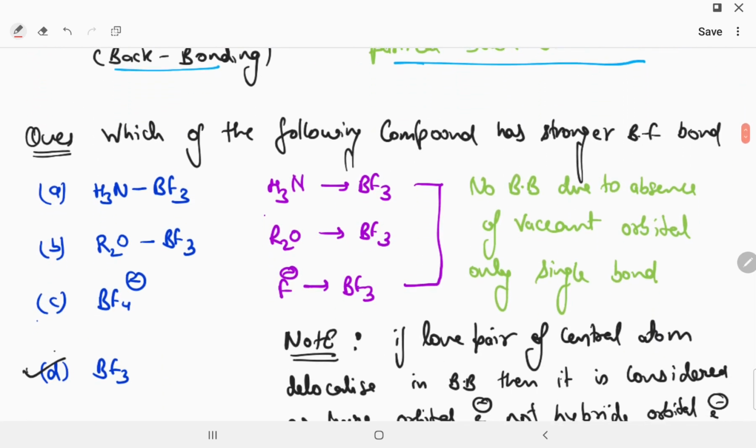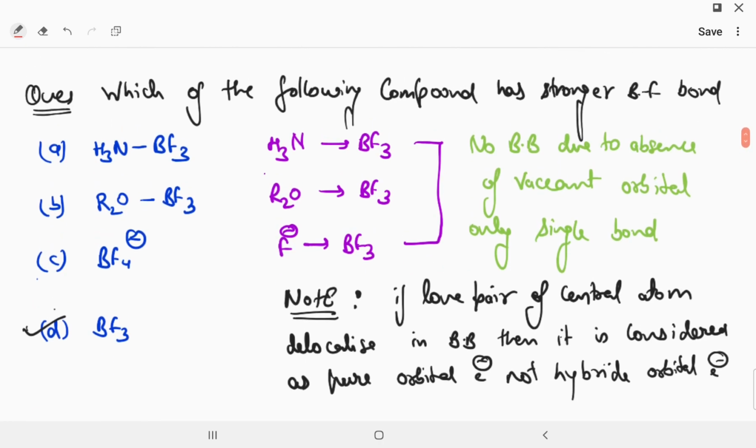Now understand, we are going with one more question. In this given question, which of the following compounds has a stronger BF bond? Four examples are given to you, A, B, C and D. Which of the following has a stronger BF bond? So guys, please understand, in A, B and C you are able to see that they have a coordinate bond, not a back bond.